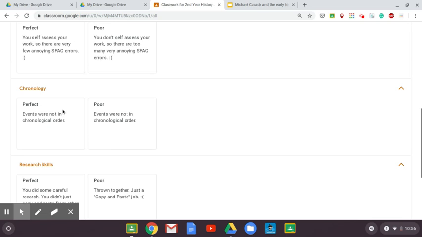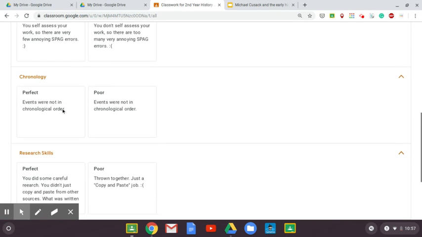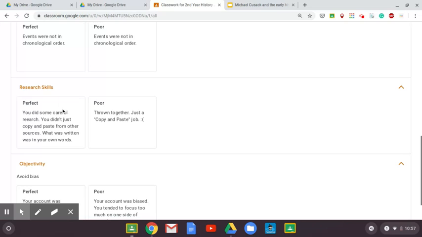Chronology: again, get events in the right order. Start at the beginning of the history of the GAA, start at the beginning of Cusack's life, and work through to his death. Research skills: what would be poor here is if you just go to Wikipedia or something and copy and paste and throw that into your presentation. I wouldn't be happy with that.